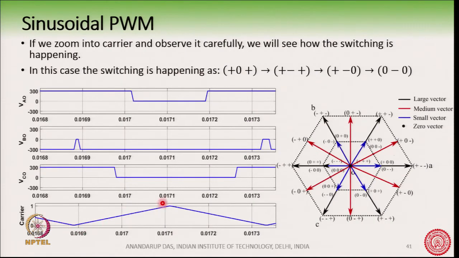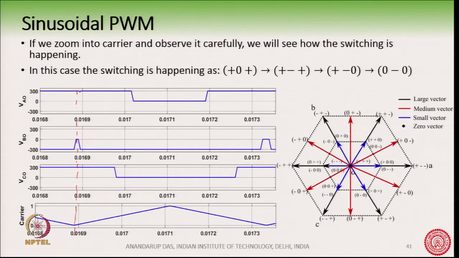so this is one carrier which I have drawn, and corresponding to that the VAO, VBO and VCO, these three pole voltages are drawn here. So, we have zoomed in into one carrier. What do we observe here? Let us see, for example, from this point here. This is the one carrier. So, how is the switching happening?